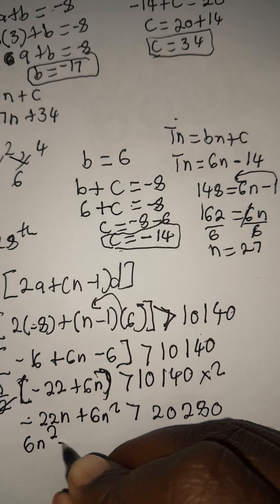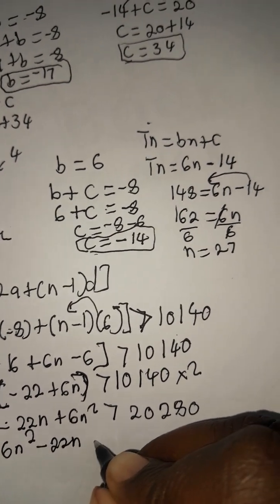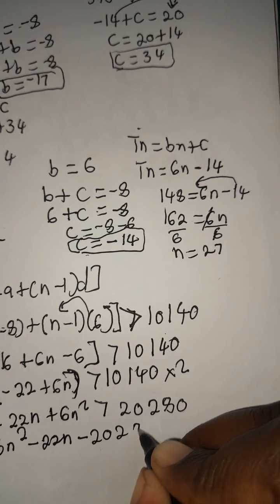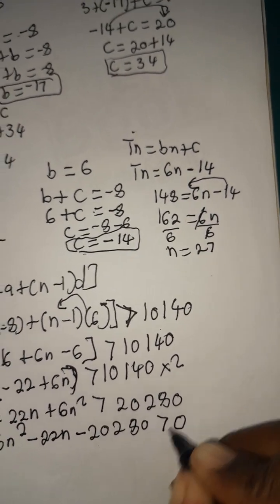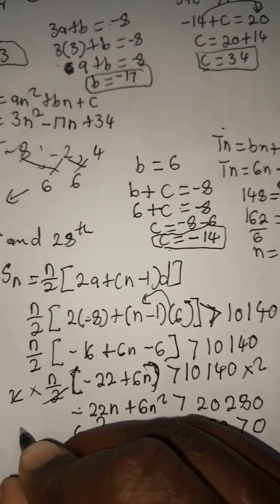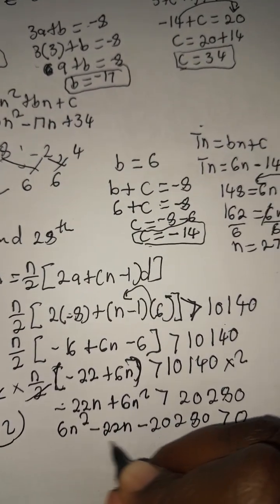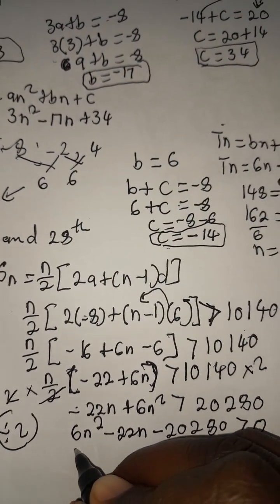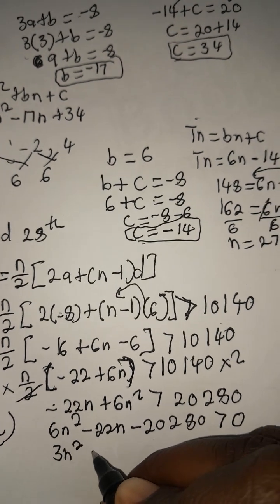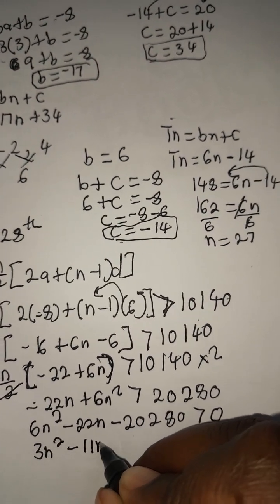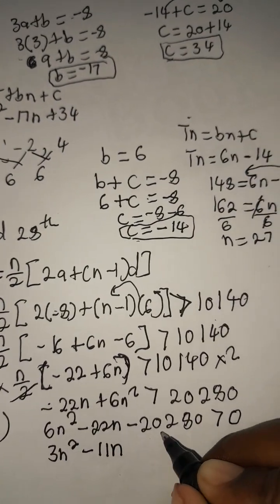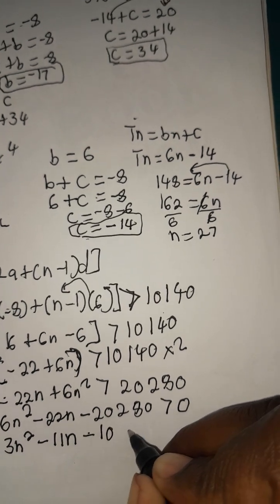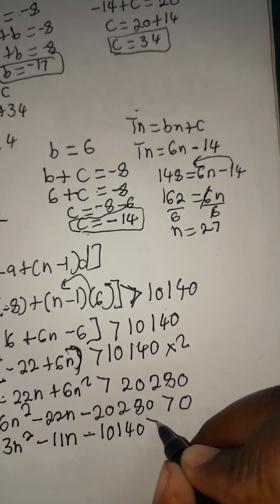Then let's fix this in standard form. We have 6n squared minus 22n minus 20,280 there. It's greater than 0. So we can divide everything by 2 to make our equation a simpler standard form. How many times does 2 go into 6? It goes 3 times, so that will be 3n squared. How many times does it go into 22? It goes 11 times. And how many times does it go into 20,280? That will be the same as 10,140, which is greater than 0.